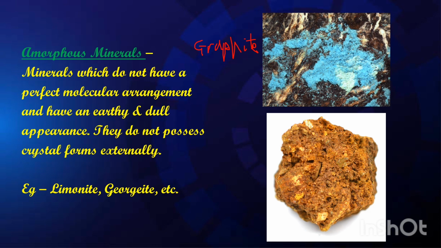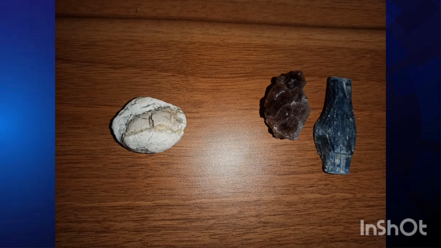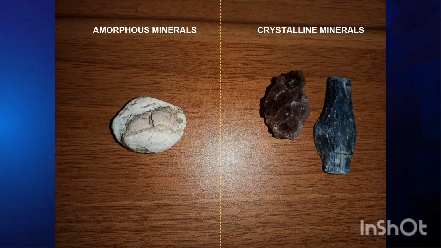So let's see some hand specimens. I have taken three minerals, two are crystalline and one is amorphous. On my left is the amorphous specimen, which you have already seen, a phosphatic nodule, and on my right are two crystalline minerals, amethyst and kyanite.